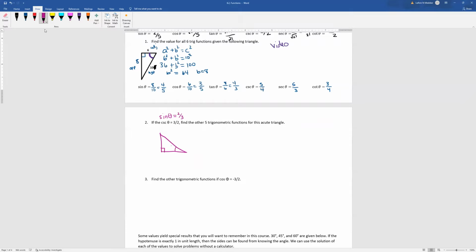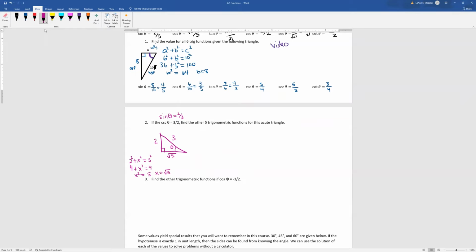So if this is my angle theta, that means opposite is 2, hypotenuse is 3, and I can use the Pythagorean theorem to find the missing side, using the hypotenuse as c, so 3. So this would be 4 plus x squared equals 9. Subtract over the 4 and get 5. So this is the square root of 5 if we solve that for x.